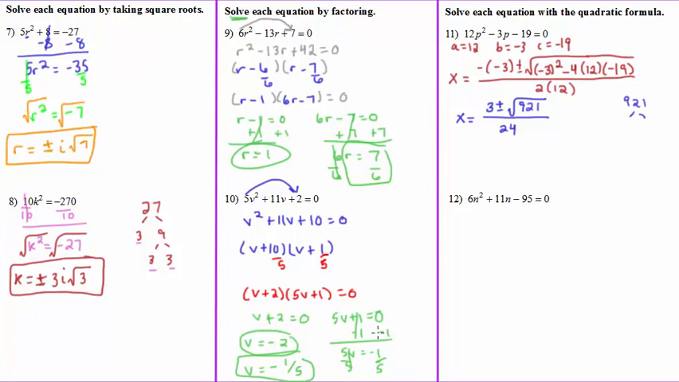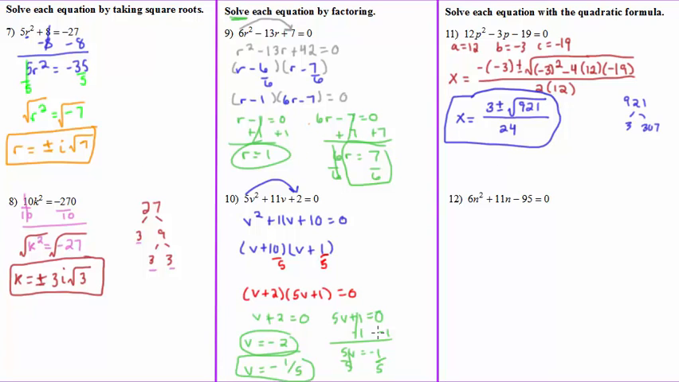921, if I factor tree it out, I can't divide it by 2 because it's not an even number, but if I divide it by 3, I get 307, and then I get kind of stuck because I don't know of anything that will divide into that. That's a pretty big number to try to divide a whole bunch of things into, so we're just going to say I can't simplify that square root and say x equals 3 plus or minus the square root of 921, all over 24.